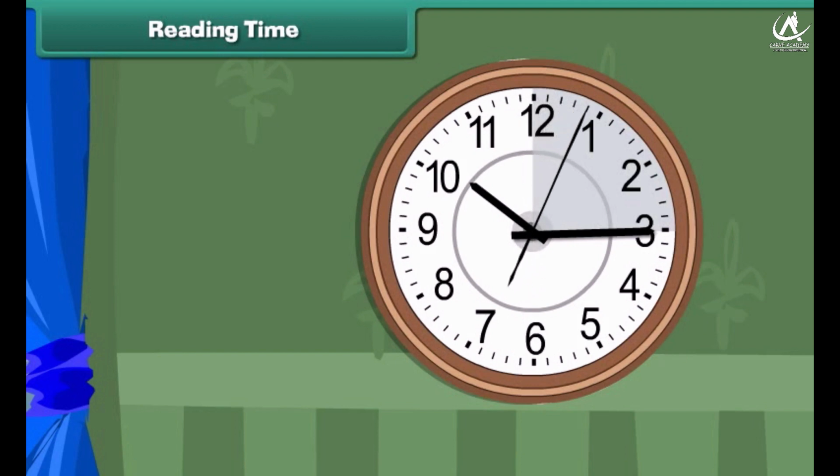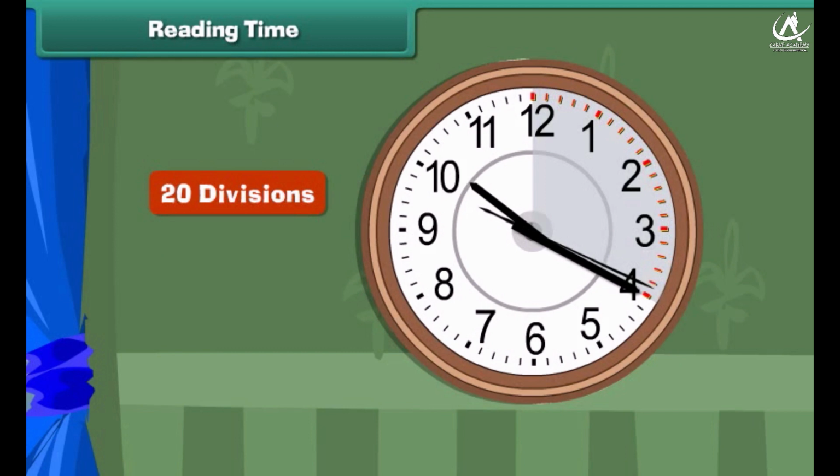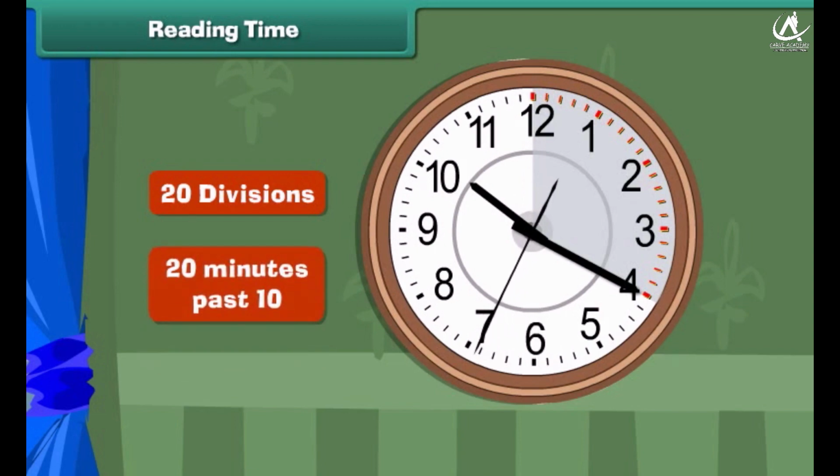For example, suppose the hour hand is at 10 and the minute hand is at 4. Between 12 and 4, there are 20 divisions. This means 20 minutes are completed after 10 o'clock. This time is read as 20 minutes past 10.